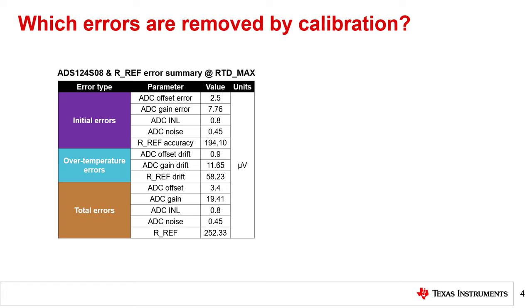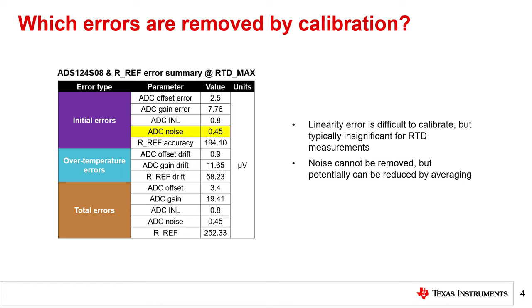The ADS124S08 is a 24-bit 13-channel Delta Sigma ADC with an integrated amplifier and current sources that is commonly used for RTD measurements. Let's make some general comments about which of the errors shown in this table can be removed by calibration. As mentioned on the previous slide, linearity error is not removed by the standard calibration process. This is acceptable because the linearity error is typically small, which is the case in this example. A multi-point calibration can be performed to remove linearity, but this is a very time-intensive, cost-prohibitive process.